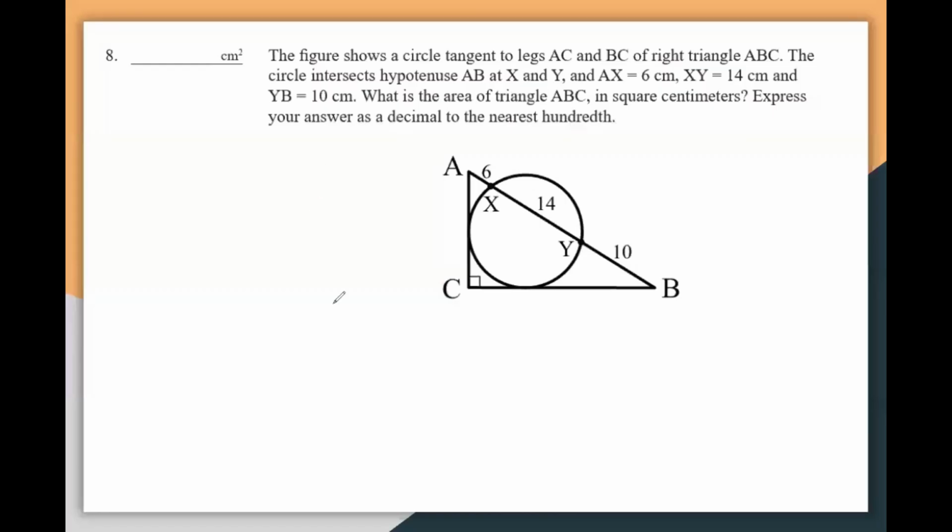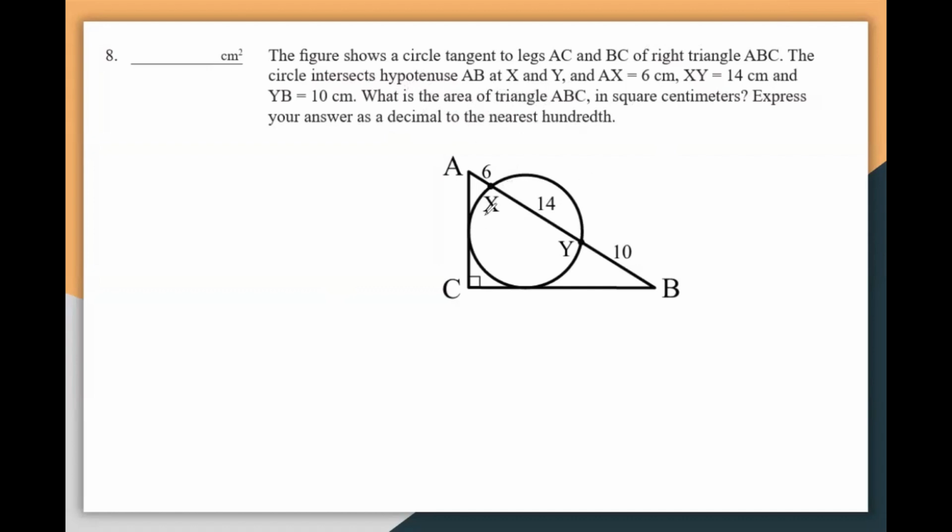Hello. So this was number 8 on the 2025 target round. The figure shows a circle tangent to the legs AC and BC of the right triangle ABC, and the circle intersects the hypotenuse AB at X and Y. We are given 6, 14, and 10, and we want to find the area of the triangle to the nearest hundredth place.